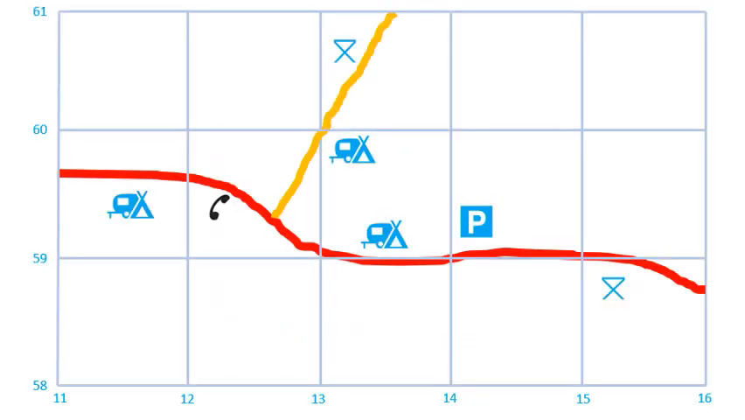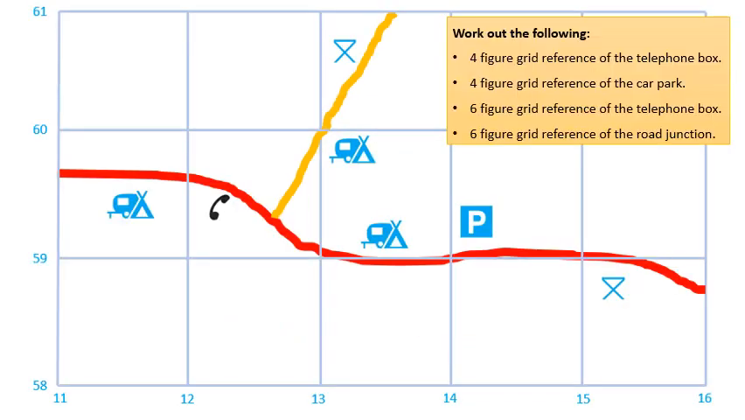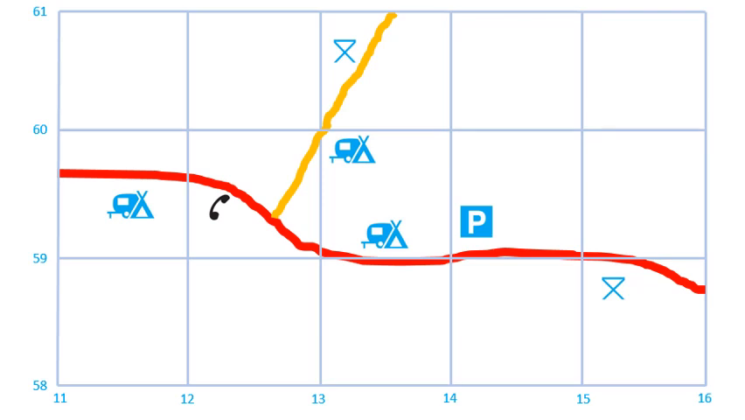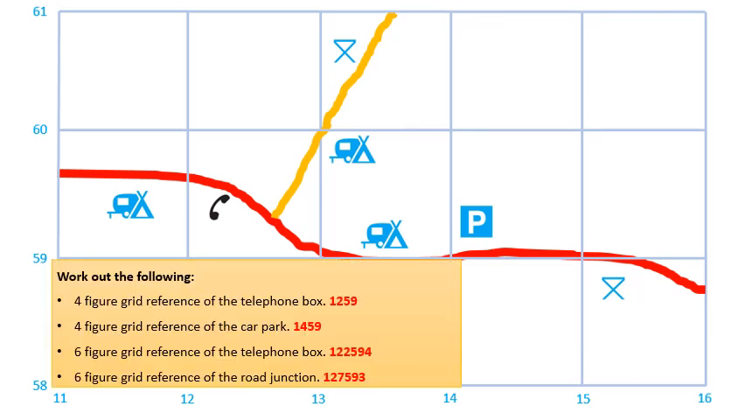Let's have a look at our map again and see if you can work out the answer to these 4 questions. Pause the recording here and start it again when you've got your answers. Let's see how you did. The grid reference of the telephone box is 1259. The reference of the car park is 1459.